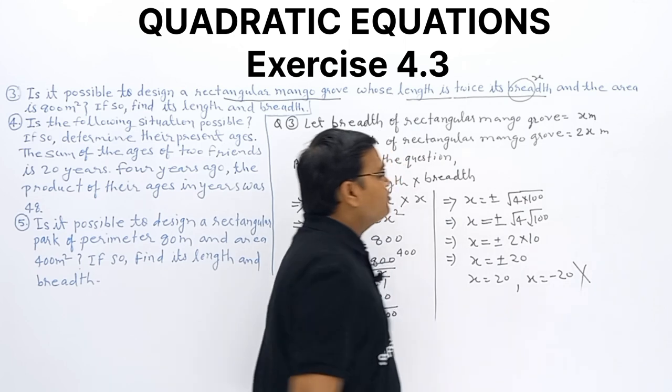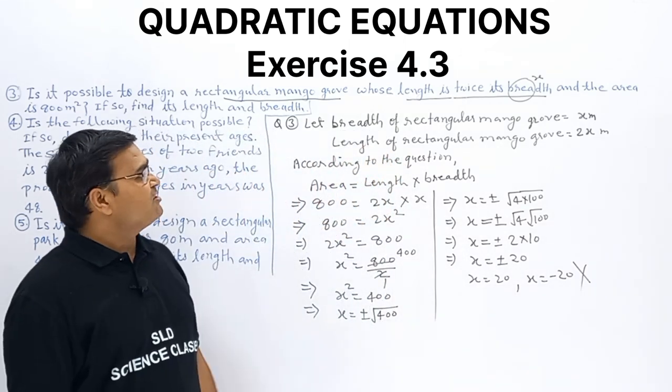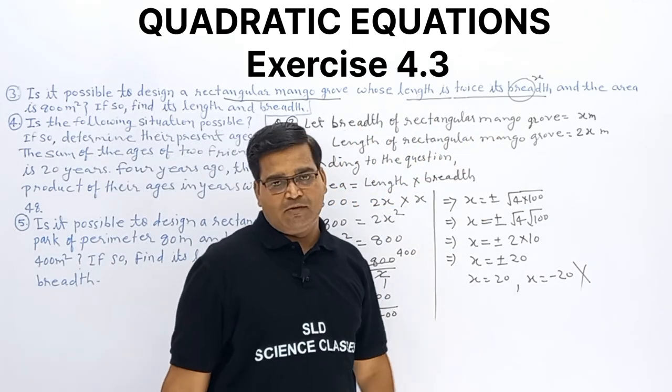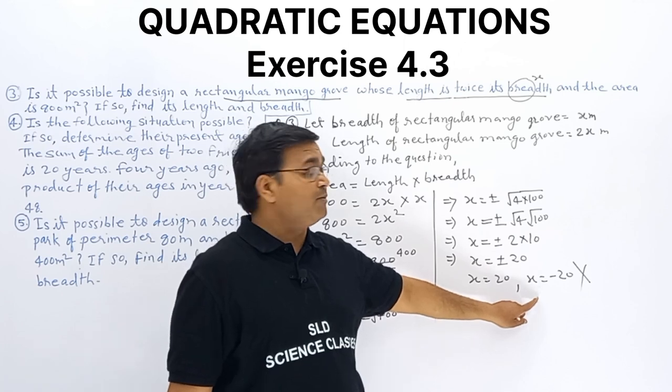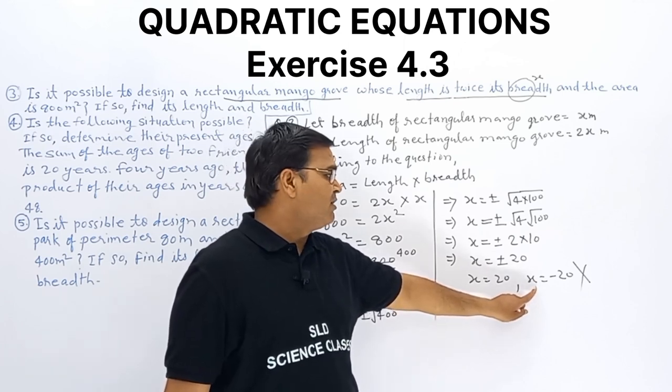So x equals minus 20 is a negative value. x is the breadth of the rectangular grove, and negative breadth is not possible. So we cannot use x equal to minus 20.